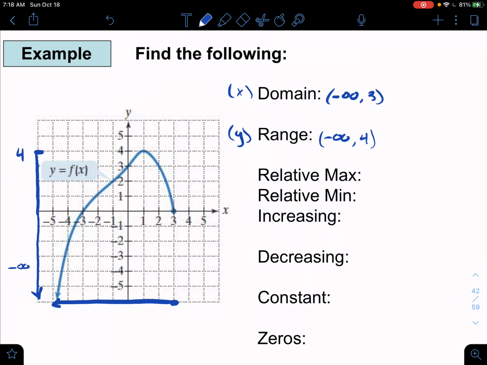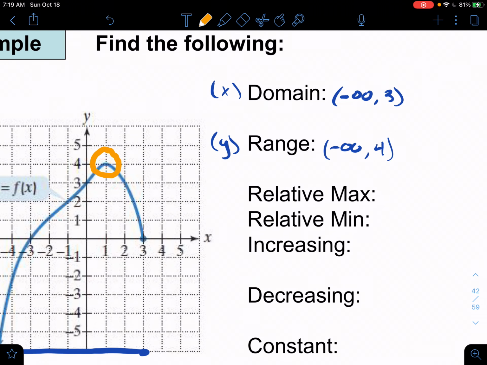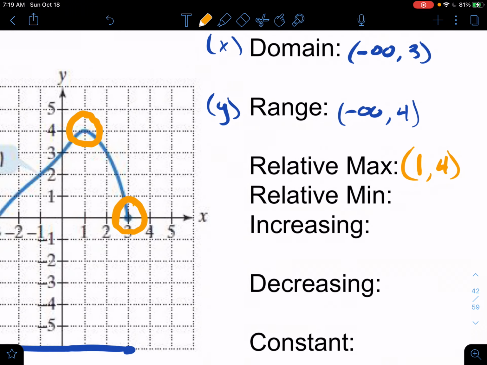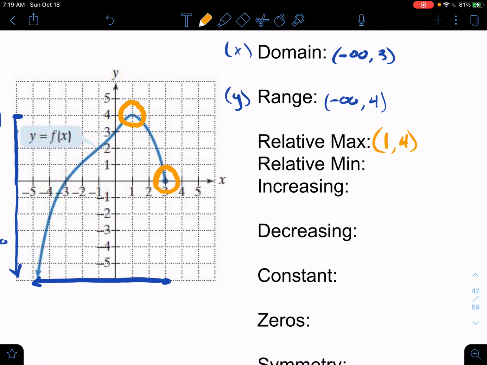Now we got to identify our relative maxes and our minimums. Looking at this, it looks like we have a relative maximum right here. That point is the point 1, 4. That was the high point in our graph. And it actually looks like we have a relative minimum too. Our relative minimum occurs right here, so zooming in on that point would be the low point. We talked about this briefly when we changed the problem previously, where if you have it at that endpoint, that does still count. So we do have a relative minimum occurring at 3, 0.